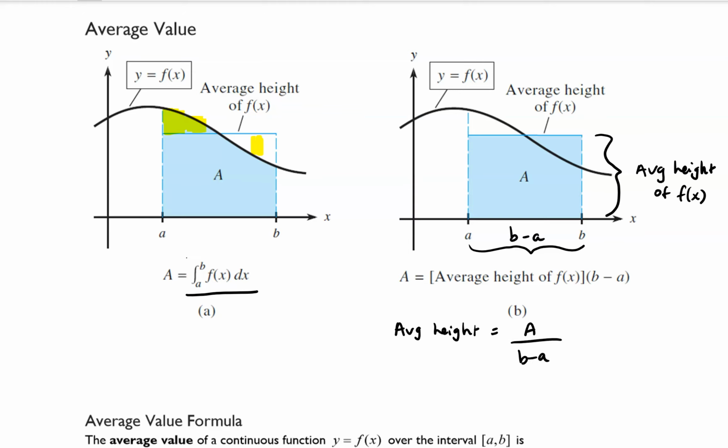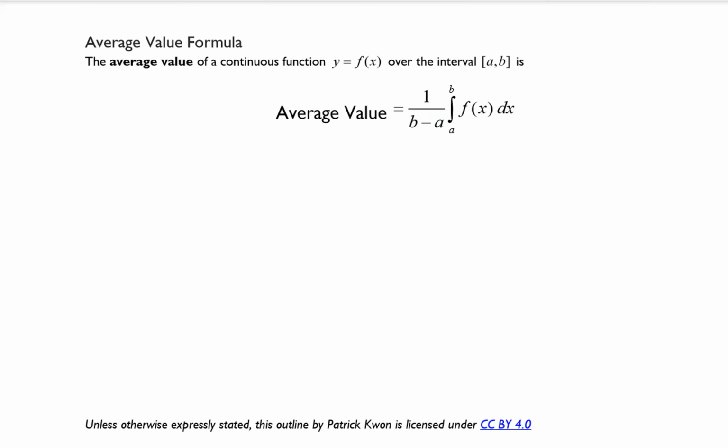But capital A we know is already equal to this, and so you can substitute that in, and that's where we're going to get the average value formula. So the average value of a continuous function y equals f of x over the closed interval a comma b is given by 1 over b minus a times the integral from a to b of f of x dx.